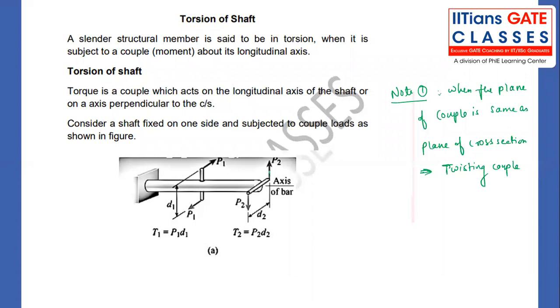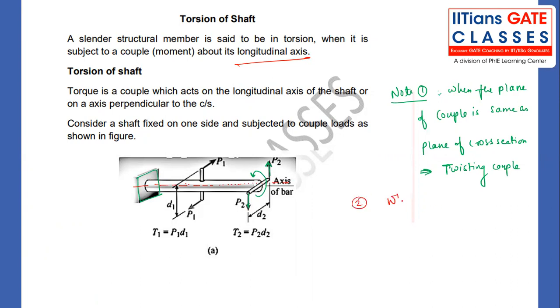As you can see here, this and this will create some kind of moment like this. This moment and this cross sectional plane both are the same. One more special thing about the twisting couple is that it is acting about the longitudinal axis. What is the longitudinal axis? Which is passing through the axis of the shaft, or perpendicular to the cross section, right?